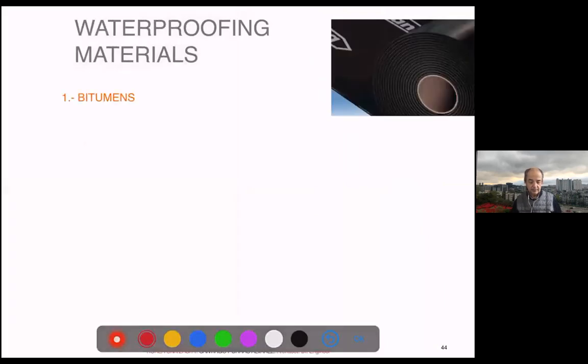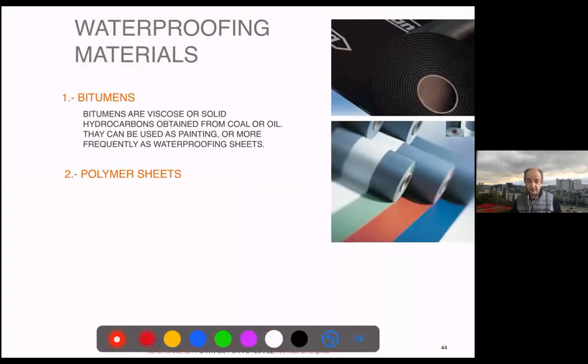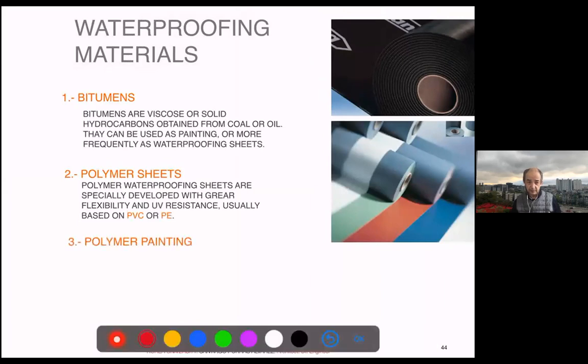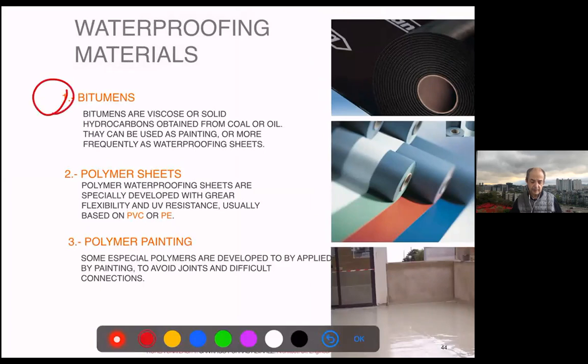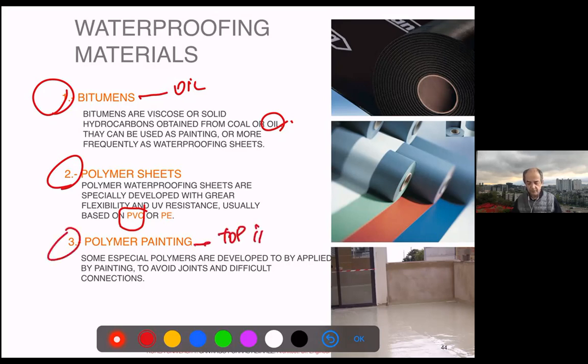We have three main families of waterproofing materials, right? Bitumens, which are mainly from oil. Polymer sheets, of which PVC, good quality PVC, is quite safe. It's not very ecological, but it can last for a long time. Good quality, yes; bad quality doesn't last much. And polymer painting, which is the most used in Korea, right?